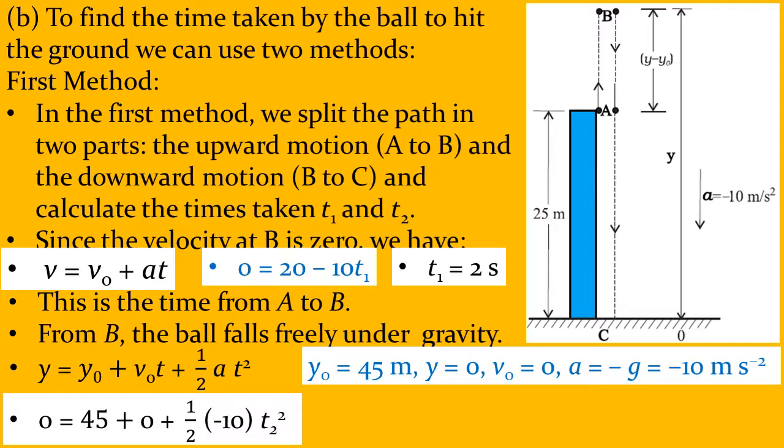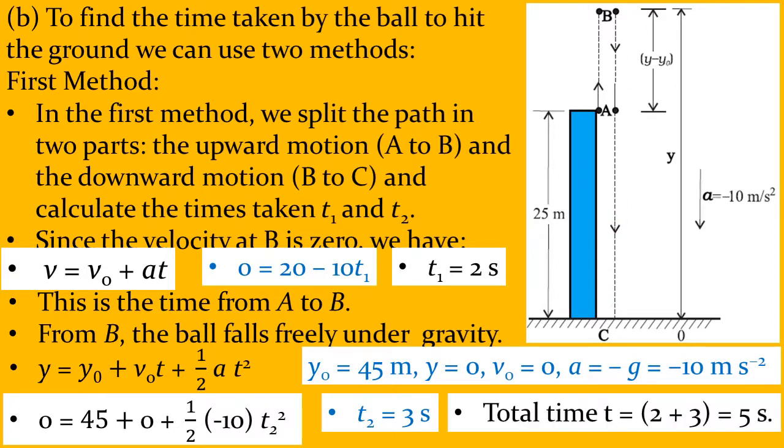If I put these values, the final position on the ground is 0. Initial position when it started was 45, so y naught is 45. And V0t, what is V0? 0. So I have got 0 here plus half into acceleration minus 10 and t2 square. What is t2? T2 is the time from B to C. If I calculate it, I get t2 as 3 seconds. So the total time is t1 plus t2, that is 2 plus 3, that is equal to 5 seconds.